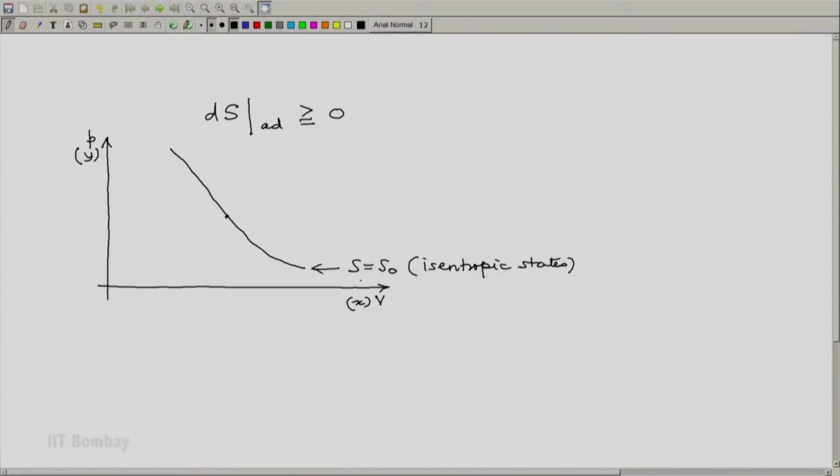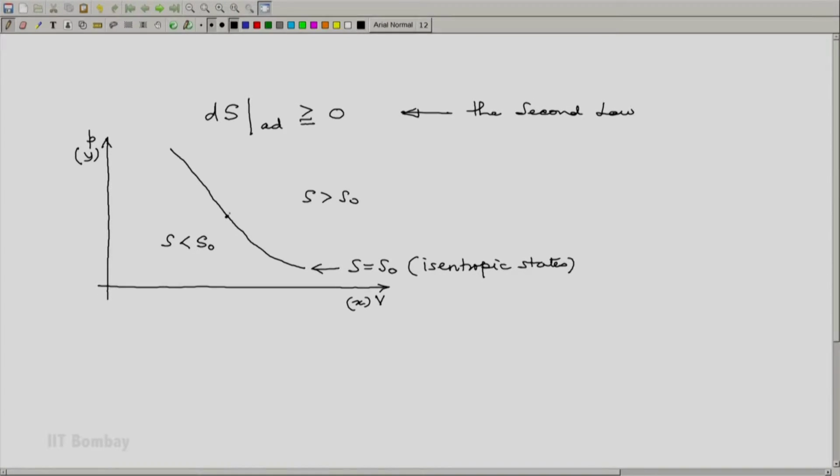Isobaric states are states which have the same pressure, isothermal states are states which have the same temperature. Similarly, isentropic states are states which have the same entropy. Now, this isentropic line at S equal to S0 partitions the state space into two parts. One part where the entropy will be greater than S0, and another part where the entropy is less than S0.